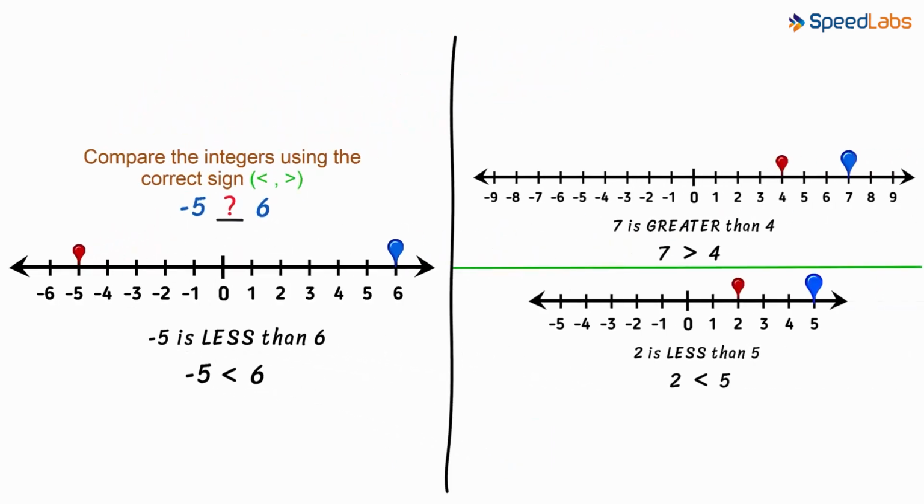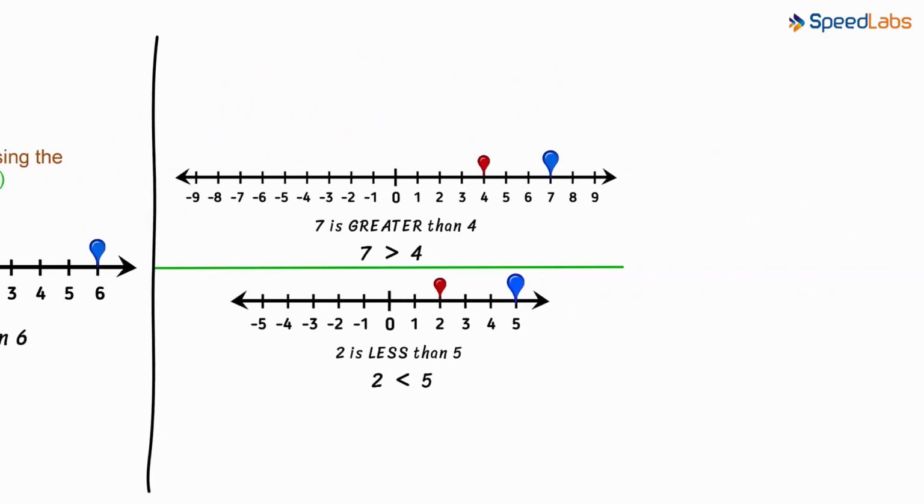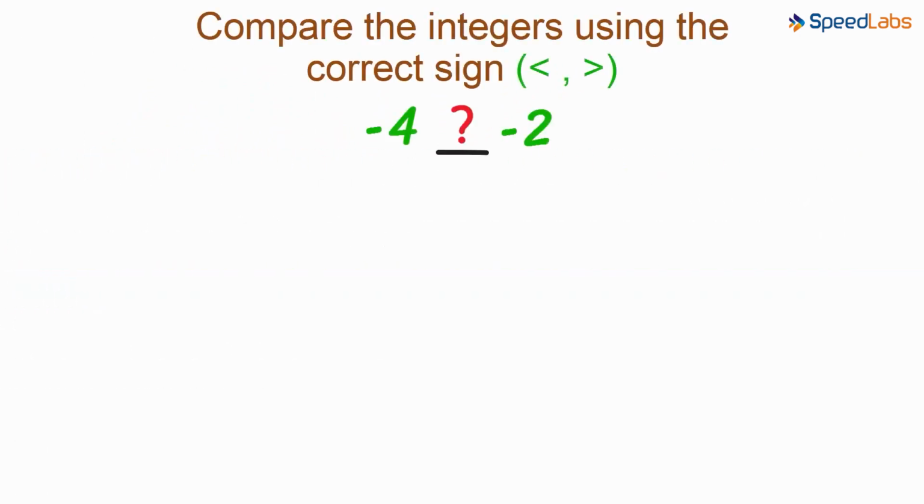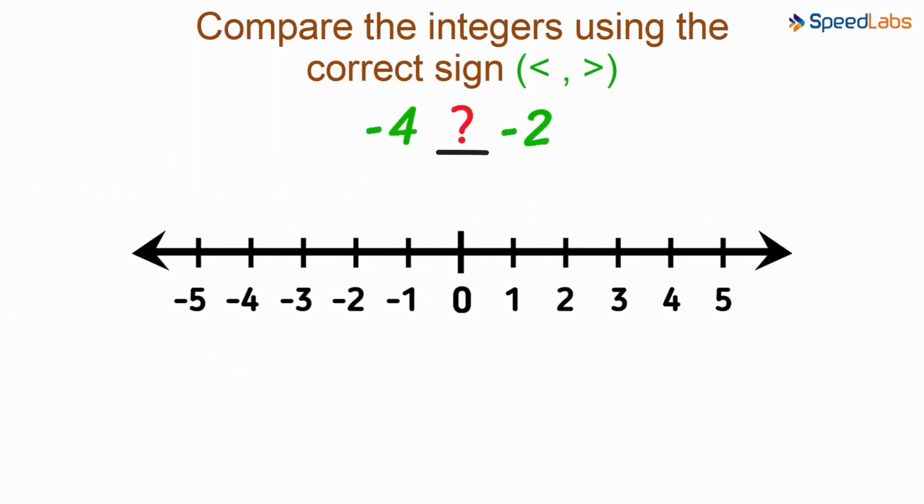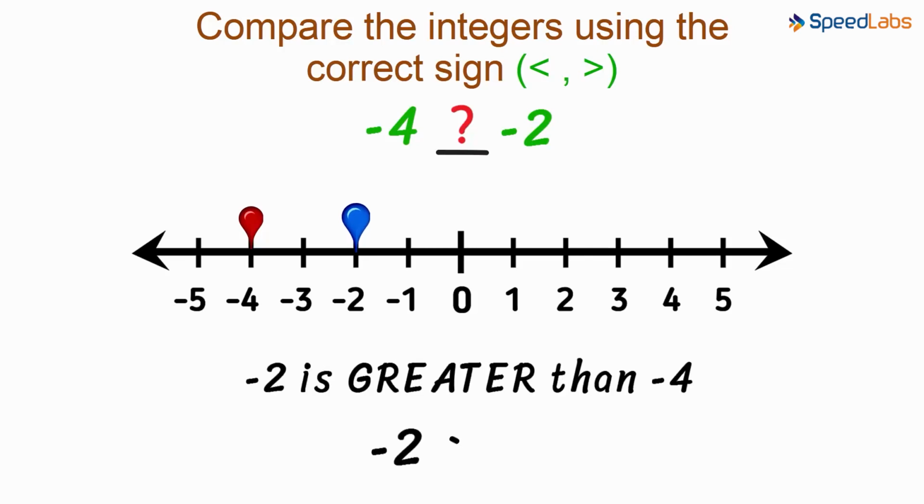Now let's try to compare two negative integers. Here they are. Can you tell me which one is smaller amongst the two? Let us see them on the number line. We can clearly see that -2 lies to the right of -4 on the number line. That means -2 is greater than -4. Yes, that's true.